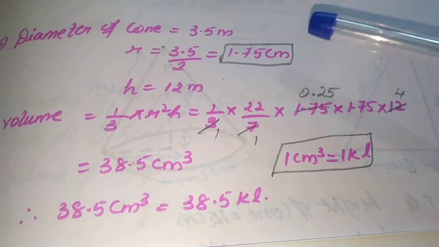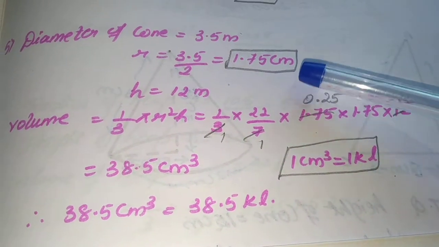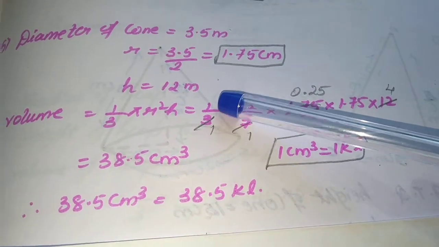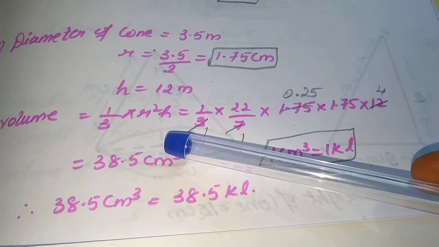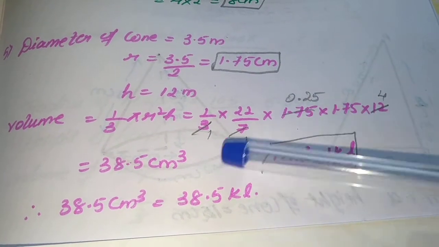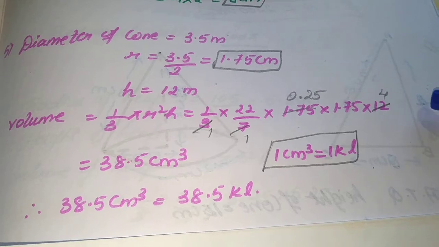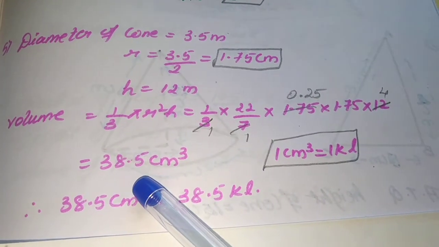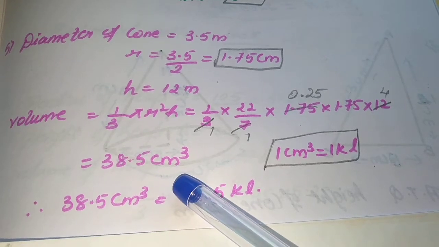So from the diameter I am going to find the radius. Radius is 1.75. Height is 12 meters given. I am going to substitute in the volume formula. Then 7 1s are 7, 0.25s are, 3 1s are, 3 4s are 12, gets cancelled. Remaining numbers get multiplied and it will become 38.5 centimeter cube. Sorry, meter cube.